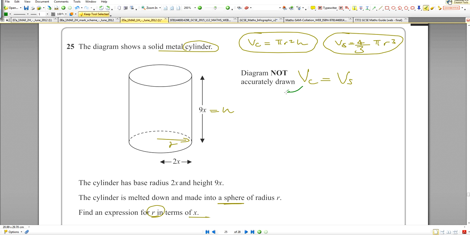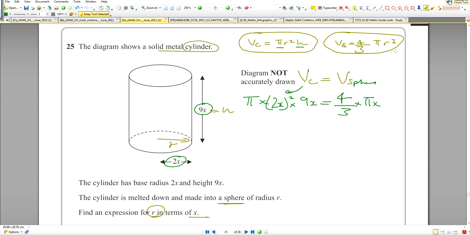So the volume of the cylinder is equal to pi times the radius squared. What is the radius at the moment? 2x. So the radius squared will be 2x squared, times the height. The height is 9x. Now the volume of the sphere is 4/3 times pi times the radius cubed.